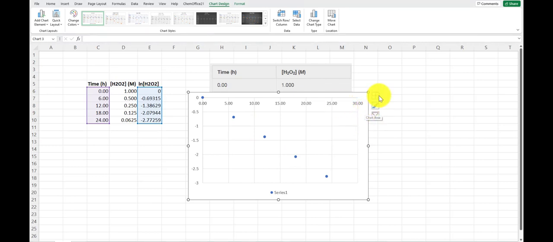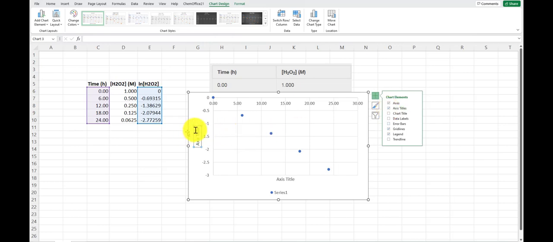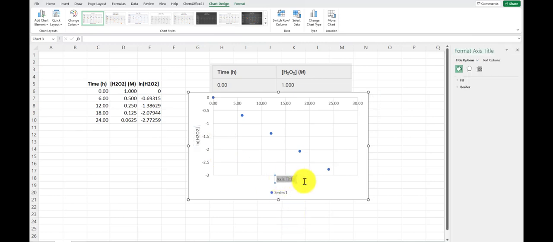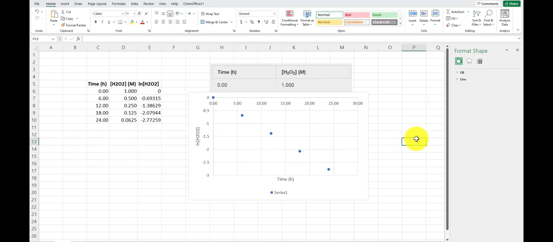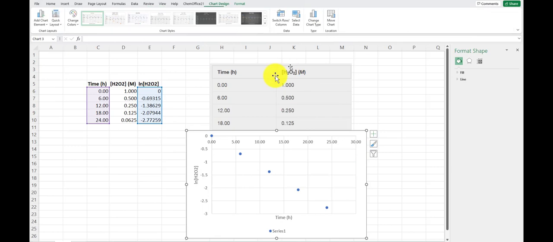So let's add some axes to this because plots are useless without them. So I'll click axis title. I'll double click over here and I'll say that's natural log of the concentration of H2O2. And down here I have time, and I have that in units of hours. Cool. So what was the objective of this work? Well, we wanted to know whether or not these data that we collected for this reaction suggested that the reaction was actually first order in H2O2.